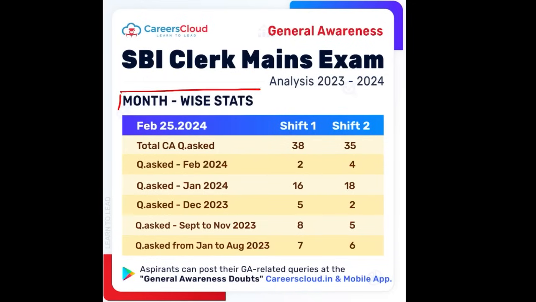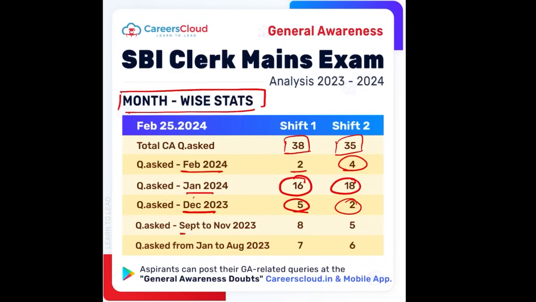If we look at some of the month-wise stats, like on monthly basis, what are the questions that were asked, and we have covered those questions. So the total number of questions were 38 and 35 respectively for 25th of Feb for shift 1 and shift 2. And here we can see that for Feb month of 24, 2 questions and 4 questions were asked. From the Jan month, 16 and 18 questions respectively were asked. From December, 5 and 2 questions were asked. And for September to November, we saw that 8 and 5 questions were asked respectively. And from Jan to August 2023, that is for the last year, we saw 7 and 6 questions were covered.